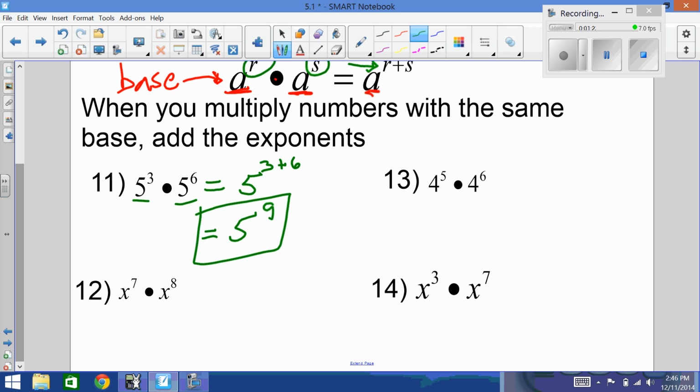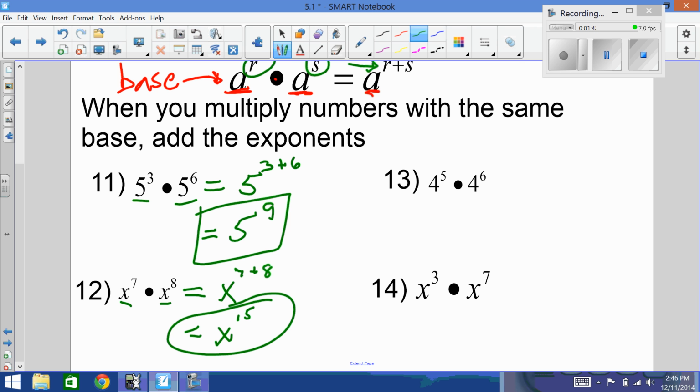Let's look at number 12. We have variables in here. It has no bearing on what we do. The same process remains the same. The bases are x's, so you keep the base the same, x. Take the exponents and you add them. So I keep the base, 7 plus 8 is 15. And there you go. So I want you to pause the video and then do 13 or 14, and then once you're done, play and compare your results to mine.